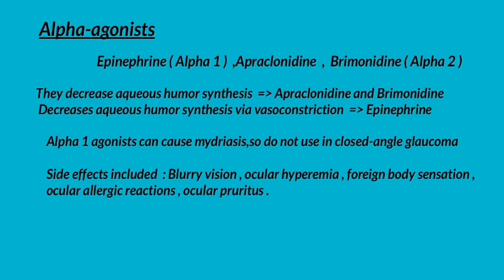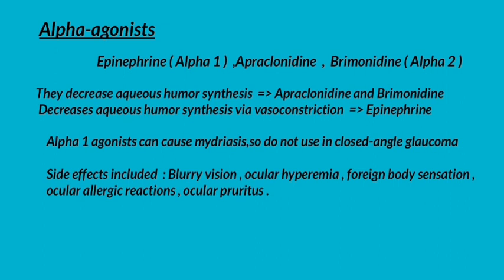Alpha agonists: epinephrine, alpha 1; apraclonidine and brimonidine, alpha 2 agonists. They decrease aqueous humor synthesis, apraclonidine and brimonidine, via vasoconstriction.